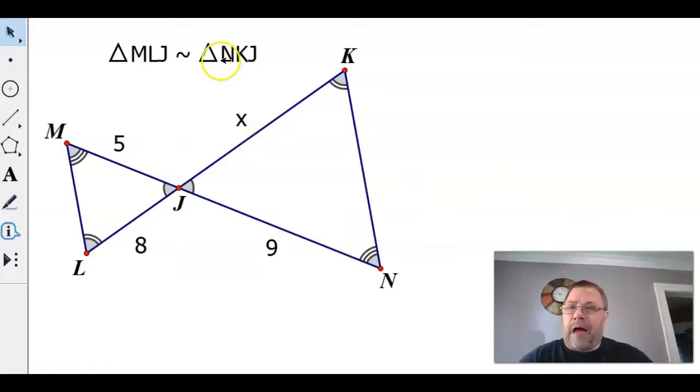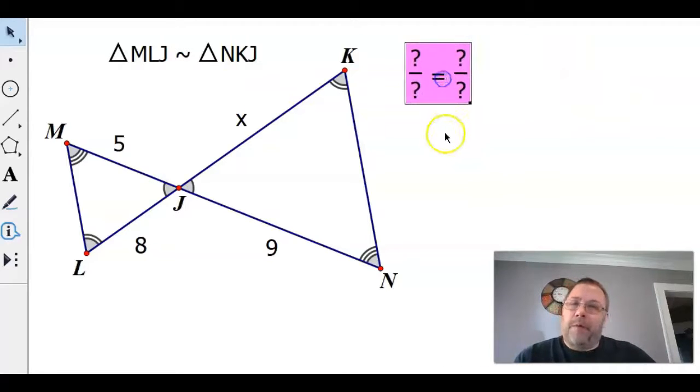We have 2 triangles here. I've marked that they're similar. You can tell that by the statement. Now remember, the statement is also telling you which sides match up with which sides. When you have similar triangles, the sides are proportional. So to solve for a missing side, we are going to set up a proportion.